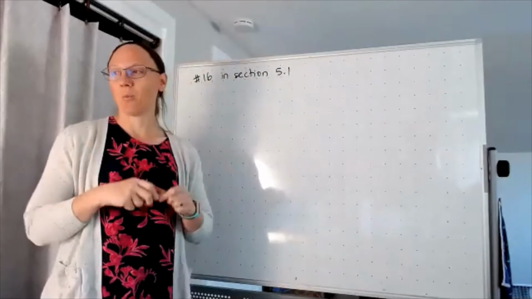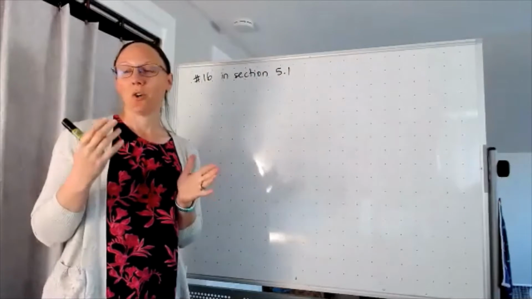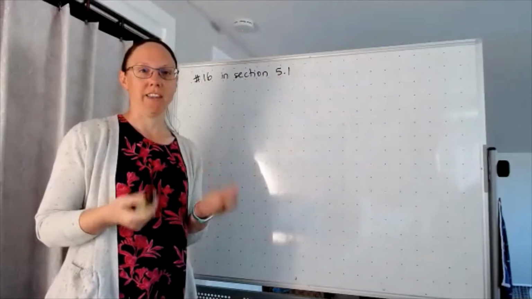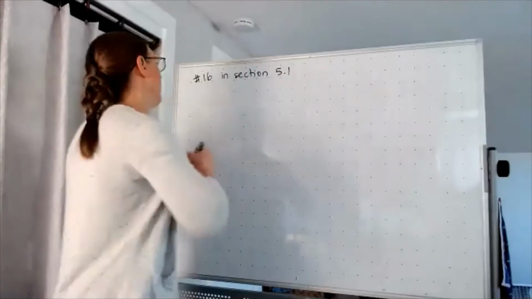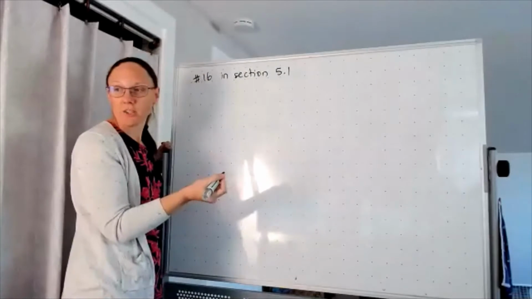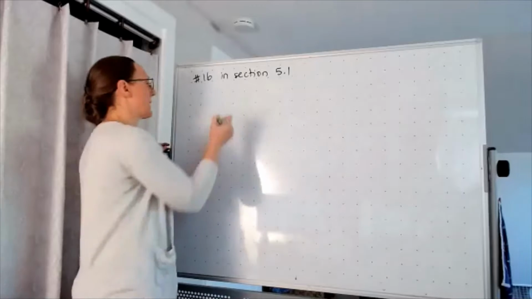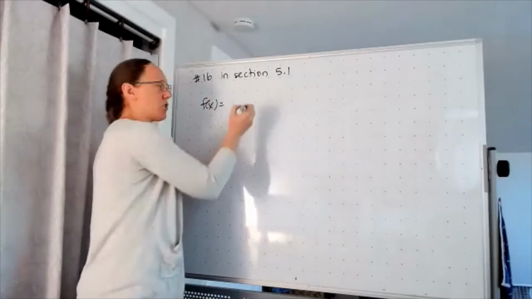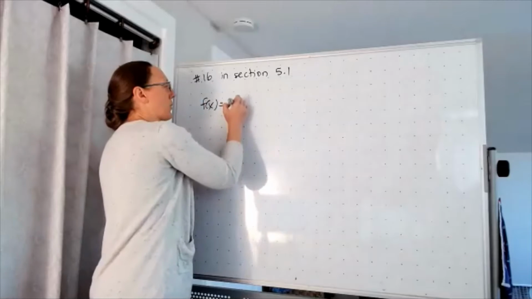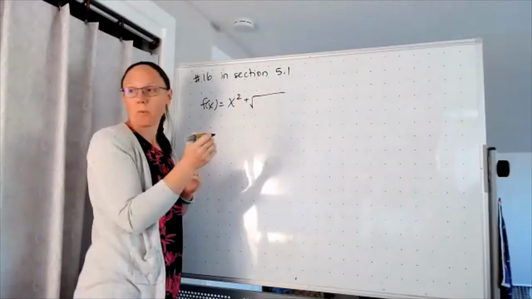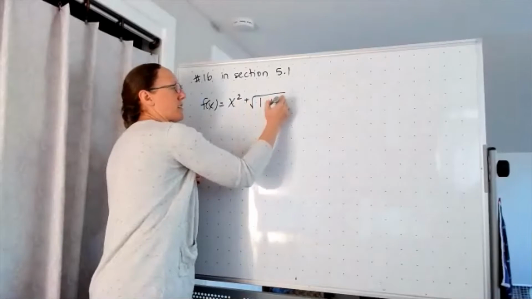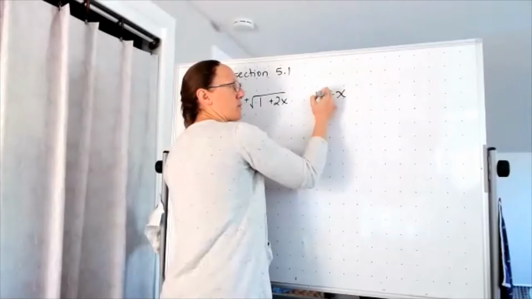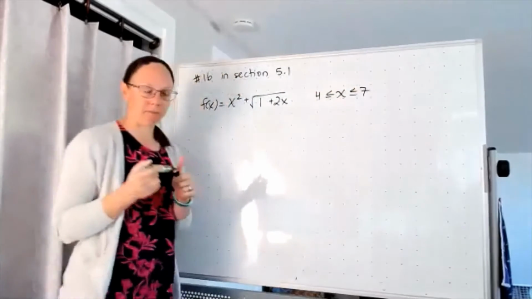This is one of those where we are going to write the limit definition for the area under the curve. So the function that we've been given here in problem 16 is f of x equal to x squared plus the square root of 1 plus 2x, and we've been told that x is between 4 and 7.